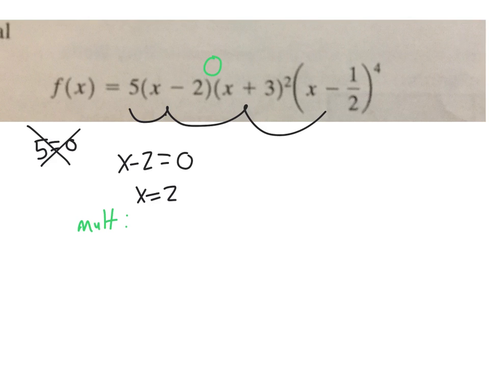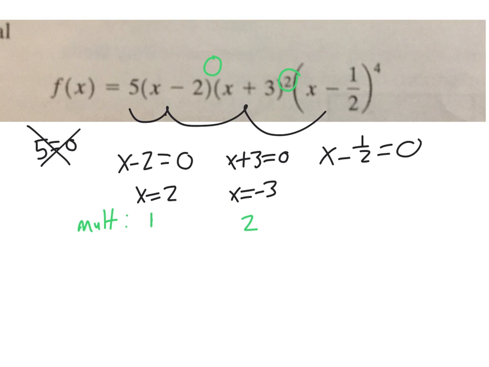It is 1. Very good. There is no exponent, so we'd say the multiplicity is 1. Okay? Look at your next set of parentheses. X plus 3, where it equals 0. Very good. And what's the multiplicity there? 2. Absolutely. And then lastly, you get x minus 1/2 equals 0. So that's going to be at 1/2. And what's the multiplicity there? 4. Very good. So we all good at identifying intercepts and their multiplicity.